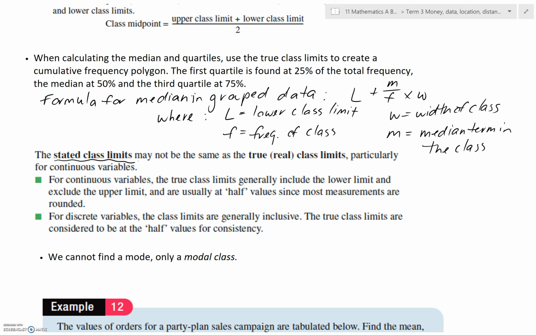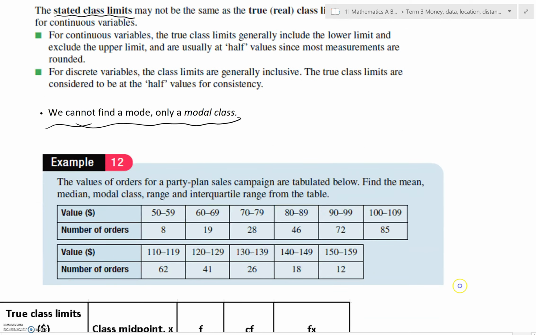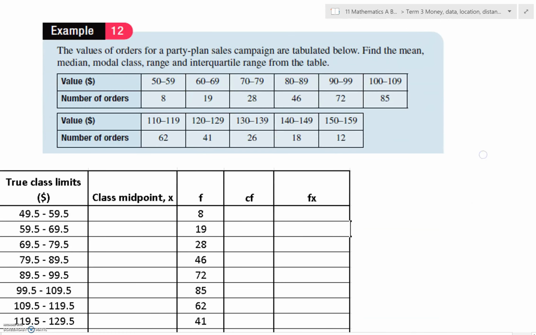Please note also that we cannot find a mode when we're working with group data, only a modal class. So that should be okay. All right, so let's have a look at this problem. The values of orders for a party plan sales campaign are tabulated, that just means below. Find the mean, median, modal class, range, and interquartile range from the table.